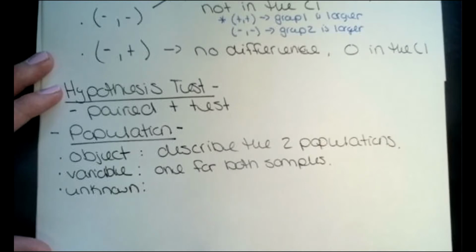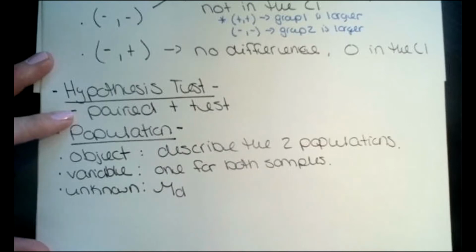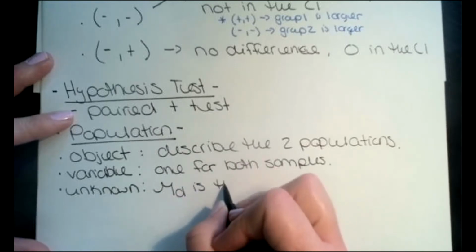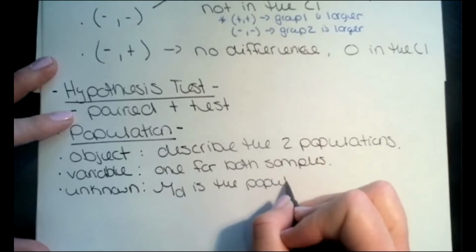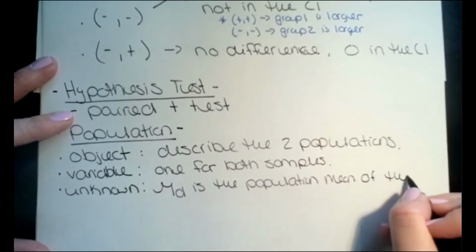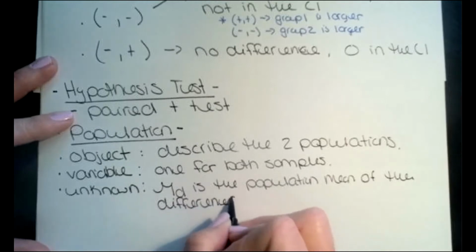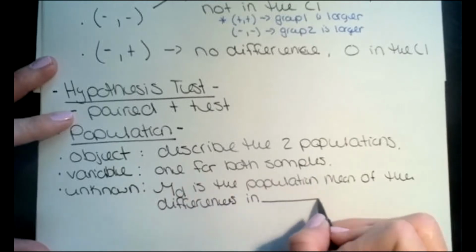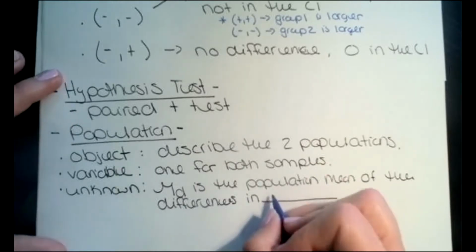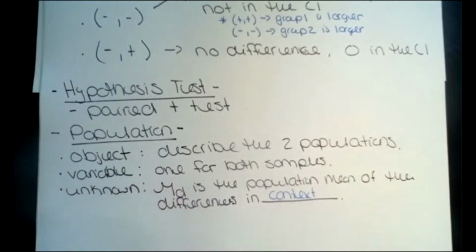My unknown here, this is the change. So last class, I had 2 unknowns, right? I had 1 for each sample. Remember what we're studying here with a paired t? We're studying the mean of the differences. So my unknown here is mu D, okay? So mu D is the population mean of the differences. And then in whatever your context is, okay? So you're going to fill that in. And remember, the context is just the objects and the variable put together. Okay.